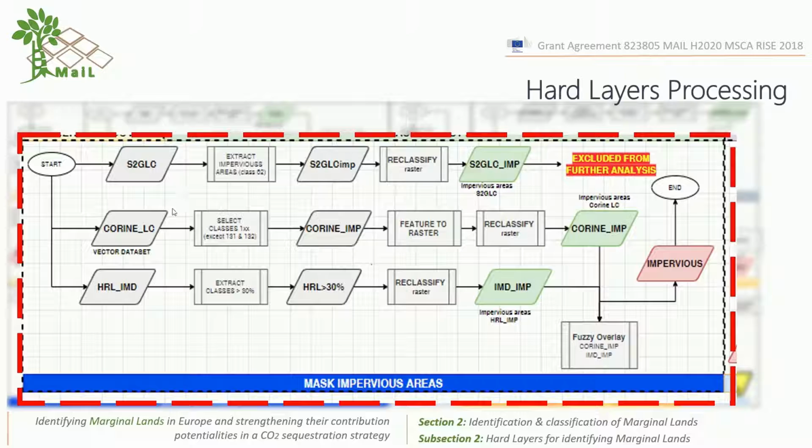However, the comparative analysis of these three different datasets indicated that the Korean land cover product and the high-resolution layers are representing urban areas more accurately. So in this case, the Sentinel-2 Global Land cover product was excluded from further analysis.